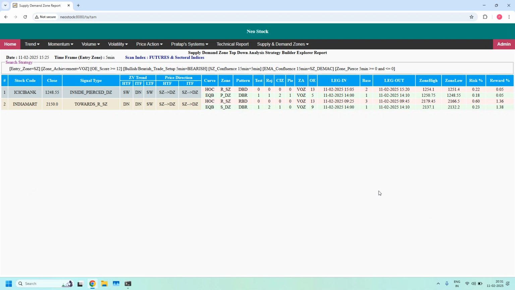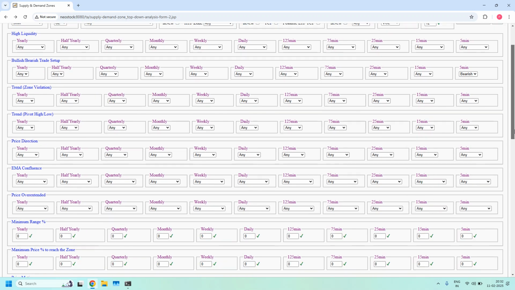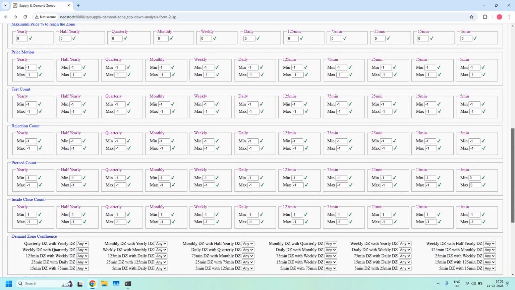And moreover, both these stocks are high liquidity zones, the supply zones. So these 5 minute supply zones are overlapped with 15 minute supply zone, and that 15 minute supply zone is having daily EMA Confluence. Okay, next let us look for LTF, ITF, HTF supply zone Confluence. Removing EMA filter. In the supply zone Confluence, we should set 3 filters.